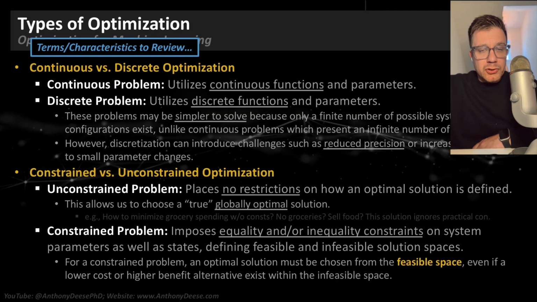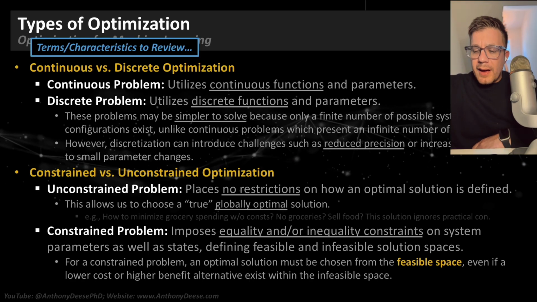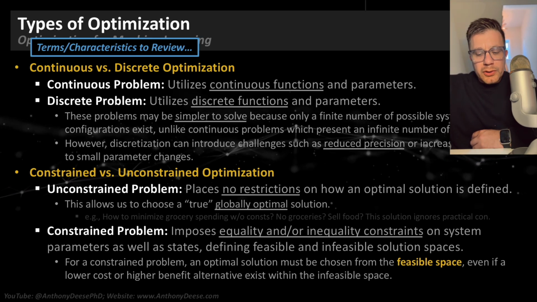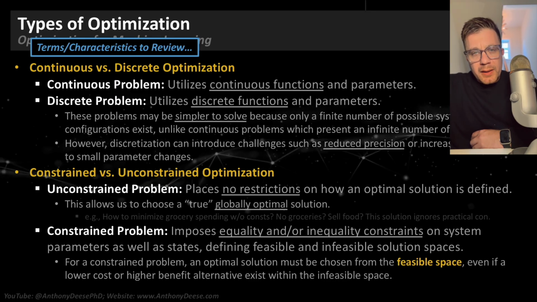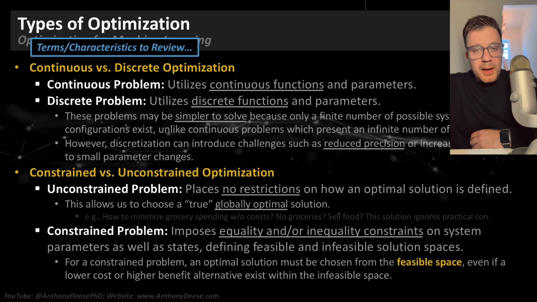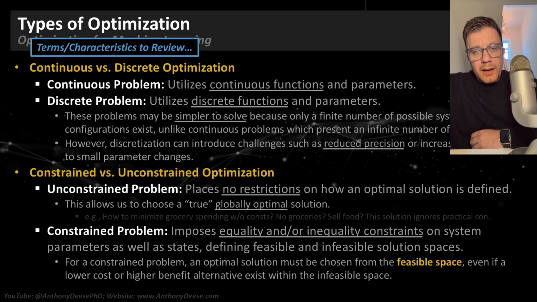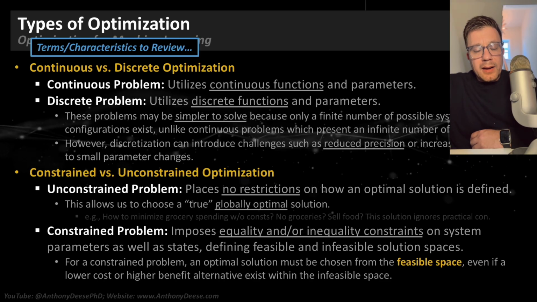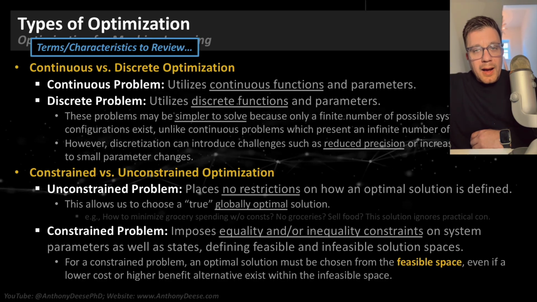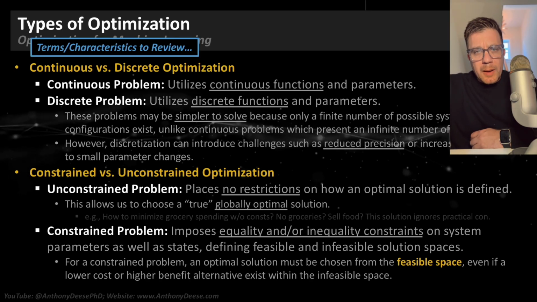I'd also like to compare constrained versus unconstrained optimization. An unconstrained problem places no restrictions on how an optimal solution is defined. This allows us to choose a true globally optimal solution. For example, how do we minimize grocery spending if there are no constraints on that problem? One solution is to simply not go shopping, right? That would spend no money and the output of our cost function would be 0. Or to extend that idea even further, we could take food from our fridge and sell it, and that would yield a negative output, an even smaller output from our cost function. Now, this solution allows us to find a globally optimal solution, but ultimately ignores the practical constraints that dictate why we go grocery shopping in the first place.